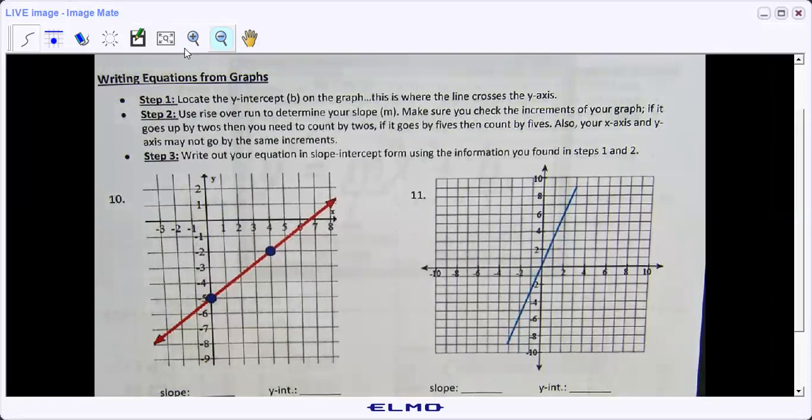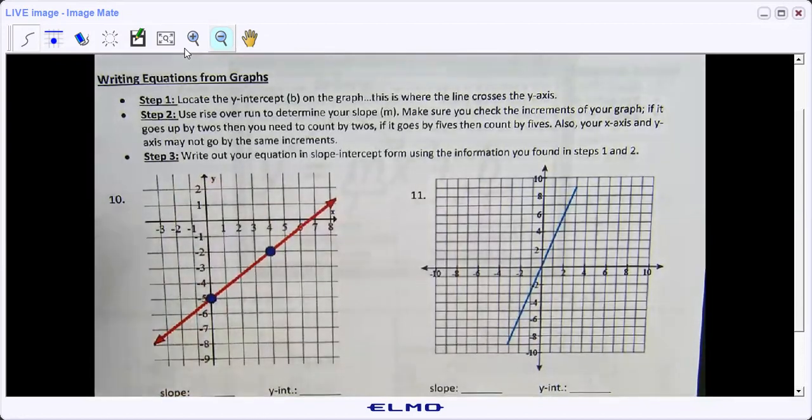That's step 1. Step 2, use rise over run to determine your slope m. Make sure you check the increments of your graph. If it goes up by 2s, then you need to count by 2s. If it goes up by 5s, then count by 5s. Also, your x-axis and y-axis may not go by the same increments. So this is very important. So let's go ahead and start this. Oh, step 3, write out your equation once we have that information.